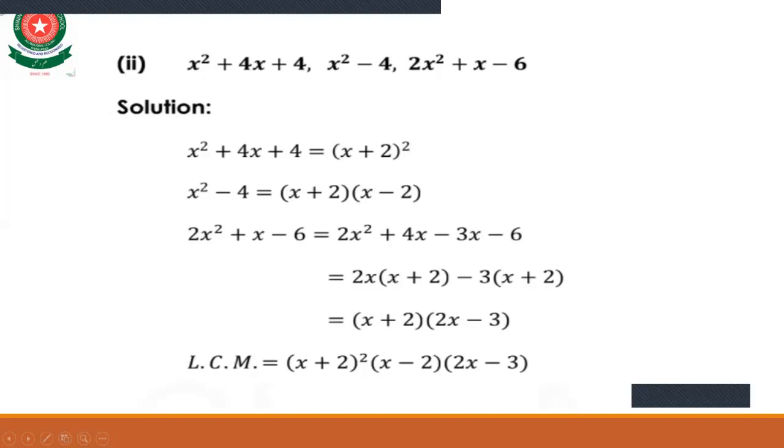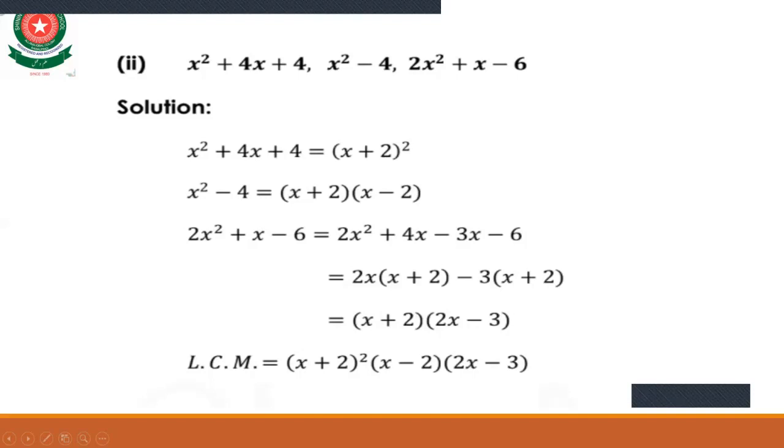Let's factorize the third equation. The third equation is 2x square plus x minus 6. You can write plus x as 4x minus 3x. Here 2x is common, remaining will be x plus 2, because 2 ones are 2 and 2 twos are 4. And minus 3 is common, remaining will be x plus 2, as we have taken minus common, then the sign will change. The common factor is x plus 2, remaining will be 2x minus 3.